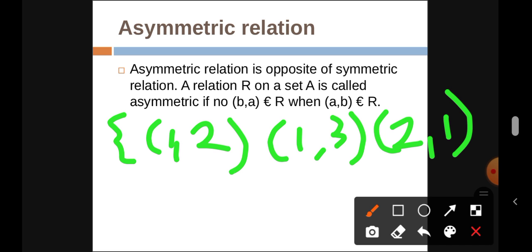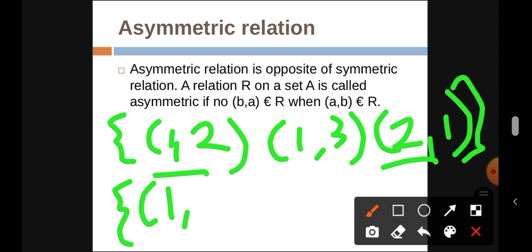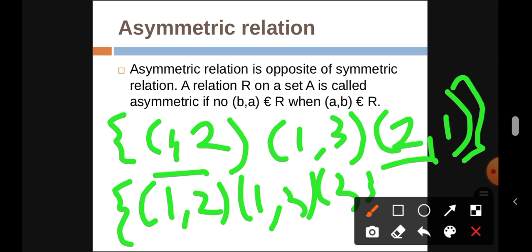Check this: (1,2), (1,3), (2,1). So here it contains (1,2) and (2,1), so we can say this is not asymmetric, or we can say this is not an asymmetric relation. And this set: (1,2), (1,3), (2,3). So here we can say this is an asymmetric relation because here (A,B) is present but (B,A) is not present. Okay.